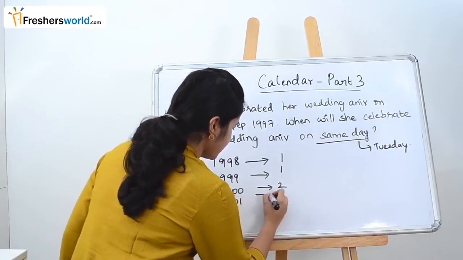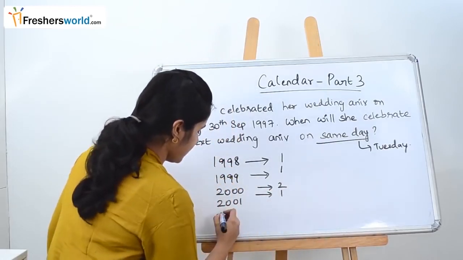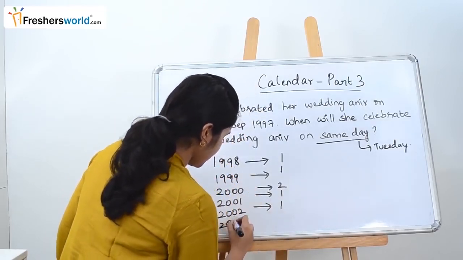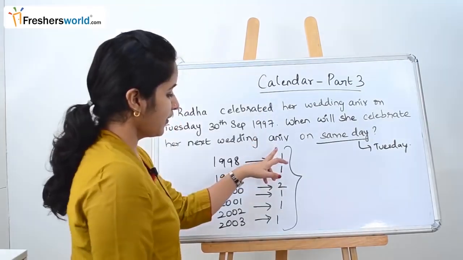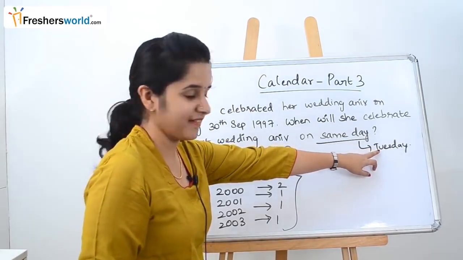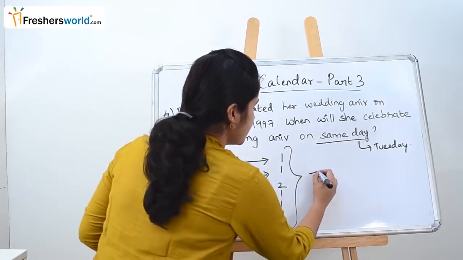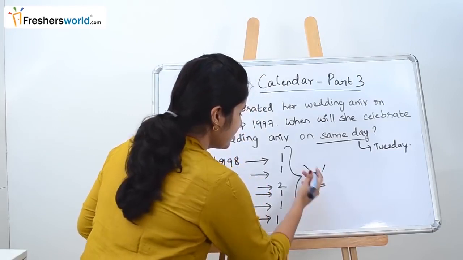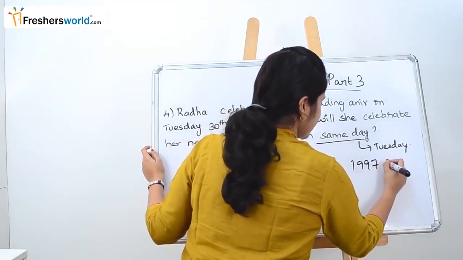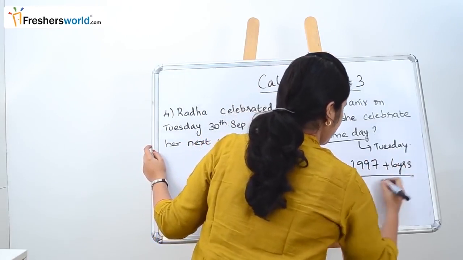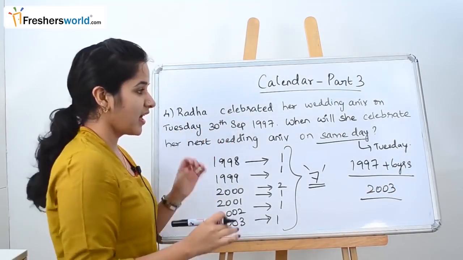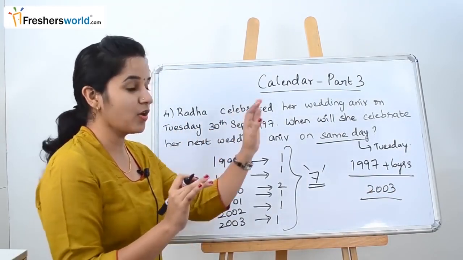2001 is not a leap year, so the number of odd days is 1. 2002 is 1, and 2003 is 1. If you add them, you will see that the same day repeats after every 7 odd days. The total here is 7. So this 7 comes after 6 years. So 1997 plus 6 years is 2003. So on 30th September 2003, Radha is going to celebrate her anniversary again on a Tuesday.